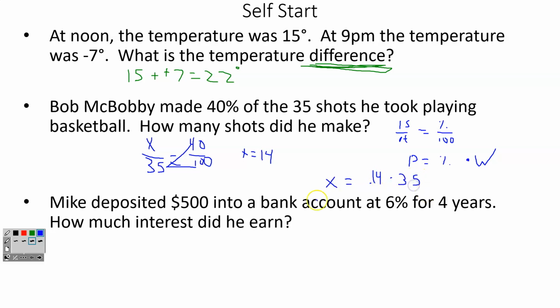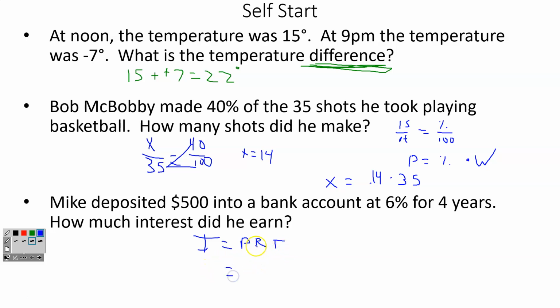And there you go. Third one says, Mike deposited $500 into a bank account at 6% for 4 years. How much interest did he earn? Well, this is the I-P-R-T method. I is the interest, P is the principal, that's what they start with. The R is the rate, which is your percent, and T is your time.